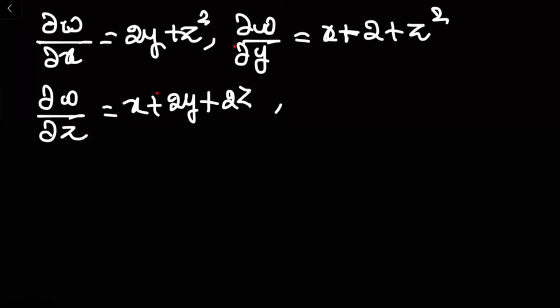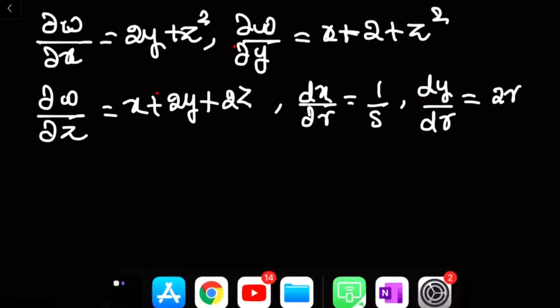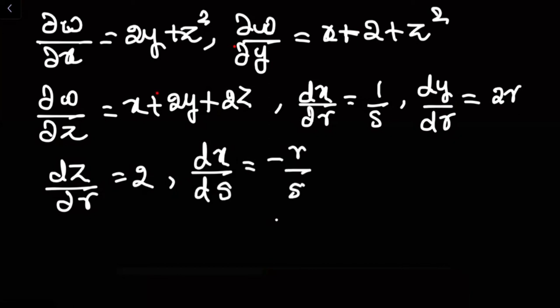And differentiating x with respect to r, first differentiate with respect to r, okay? We'll get 1 by s. Differentiating y with respect to r, we'll get 2r. Differentiating z with respect to r, we get 2. And differentiating x with respect to s is equal to minus r by s squared, and differentiating y with respect to s will give 1 by s, since ln s is 1 by s. So finally, multiplying these will get the final answer.